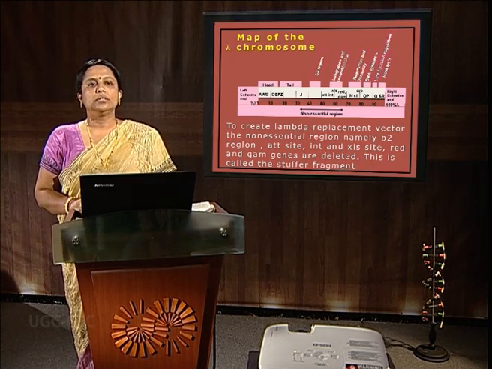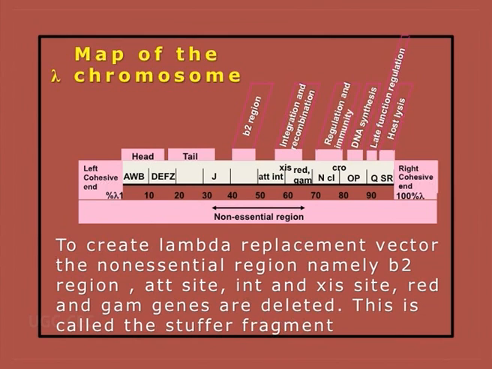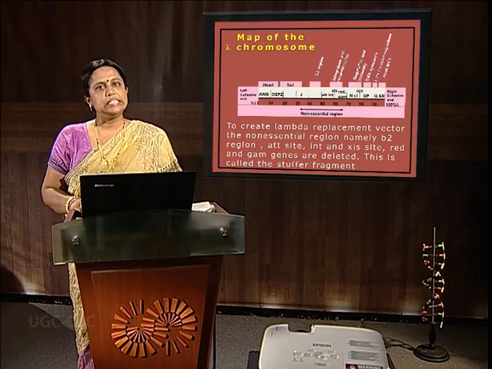Let's look into the chromosome map of lambda. Herein you can see that the non-essential region comprises the b2 region, int gene, xis gene, red and gam genes, and att site. So if I want to increase the insert size inside a lambda cloning vehicle, then instead of going for an insertion vector, I will go for a replacement vector. That means I will replace these non-essential regions, which form the stuffer fragment, wherein I can introduce in exchange the gene of my interest by deleting the non-essential regions of lambda.